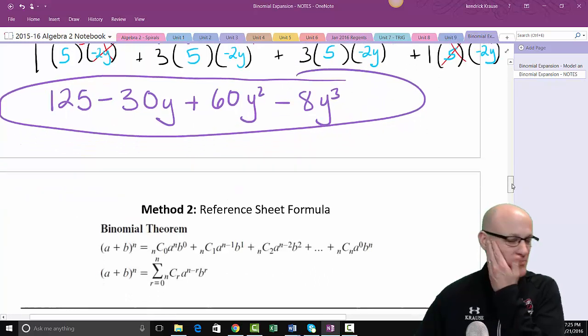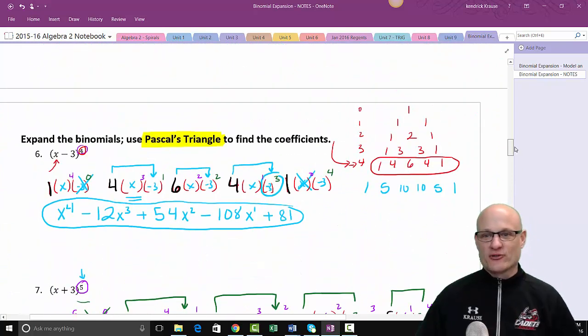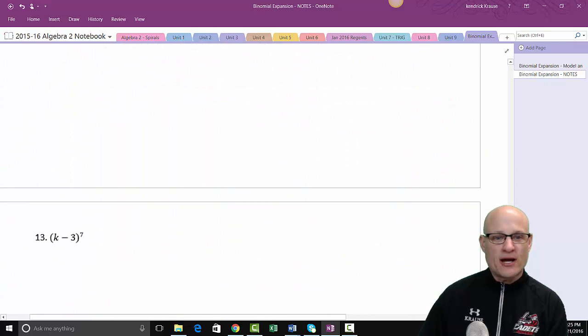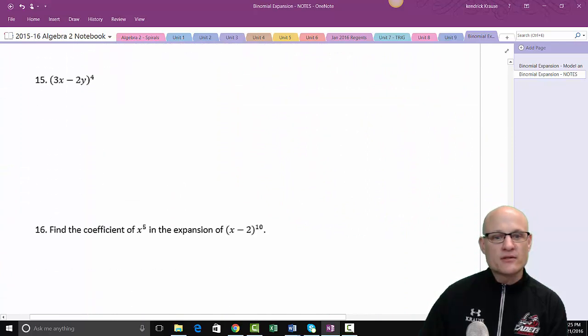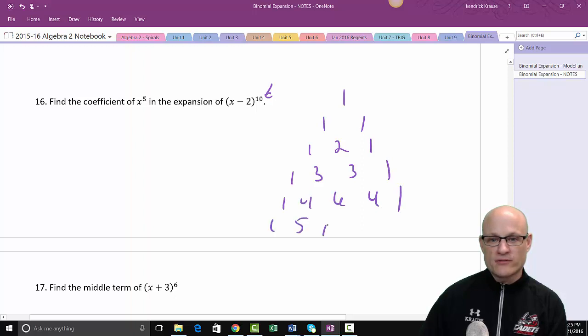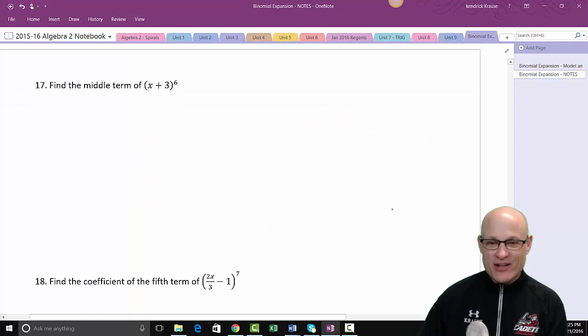All right. So, you know, Pascal's triangle's nice. But if your problem was, let's say, this one right here, and I had to go to the 10th, you'd have to go 1, 1, 1, 1, 2, 1, 1, 3, 3, 1, 1, 4, 6, 4, 1, 1, 5, 10, 10, 5, 1. And I'm only halfway there. I mean, that last row is going to be down here and it's going to have 11 things in it.